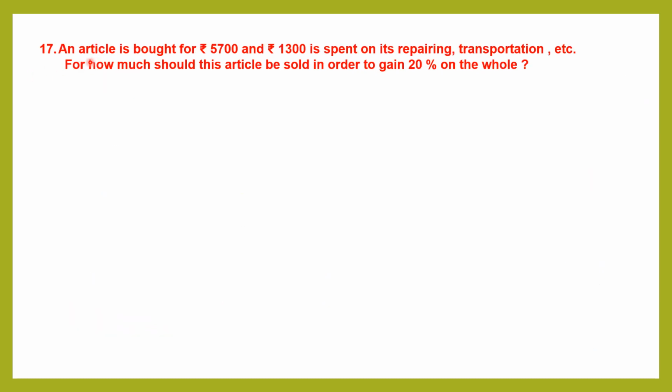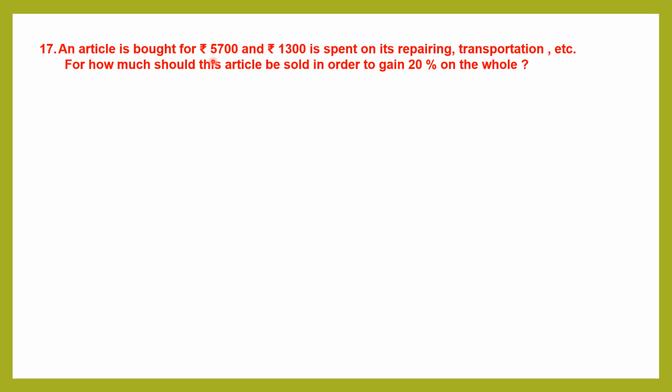Question 17. An article is bought for 5,700 rupees and 1,300 rupees is spent on its repairing, transportation, etc. For how much should this article be sold in order to gain 20% on the whole? So he bought it for so much. That means cost price is 5,700, but he had to spend some more money on it. So this is called the overhead expenses, so money that is spent above the cost price.